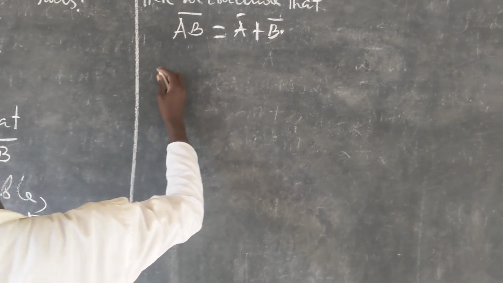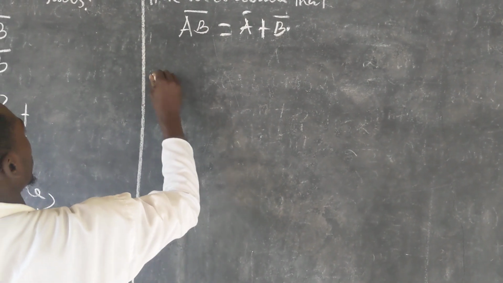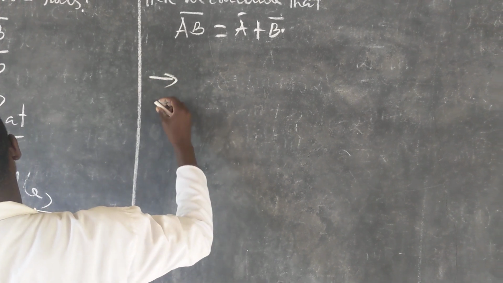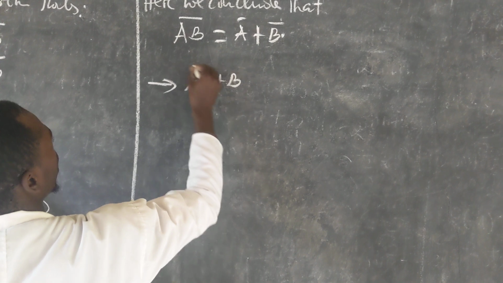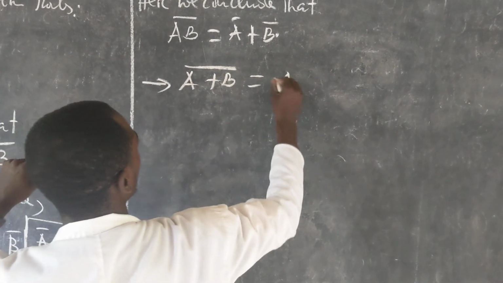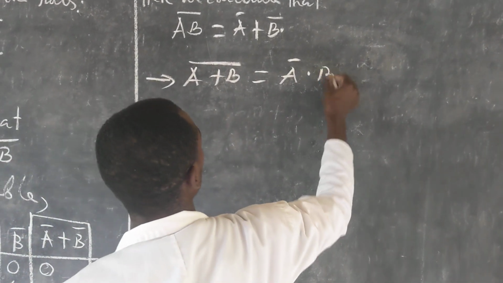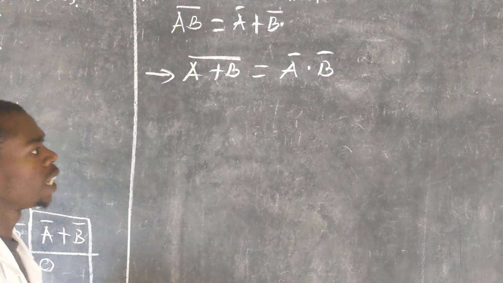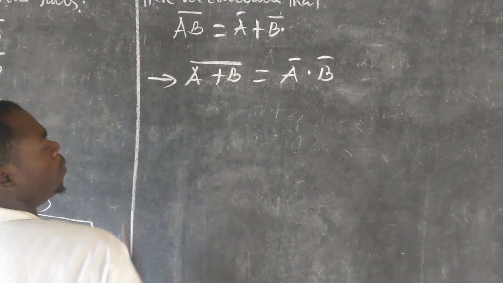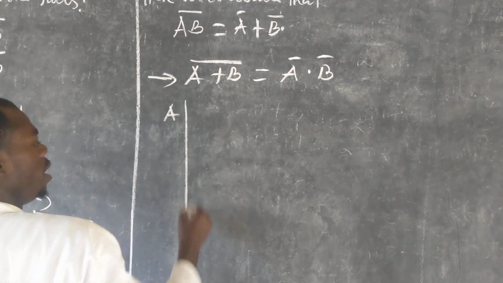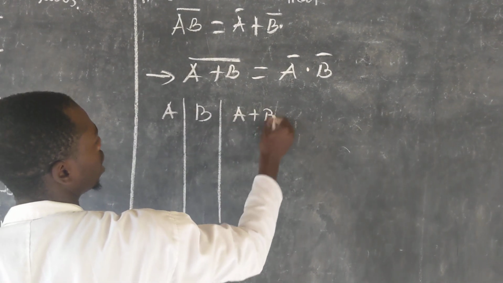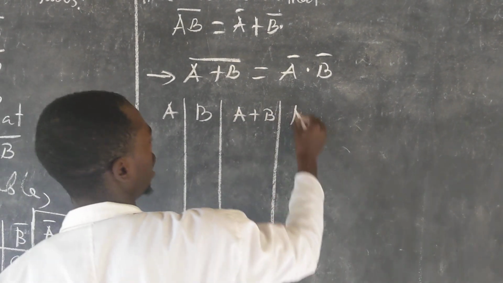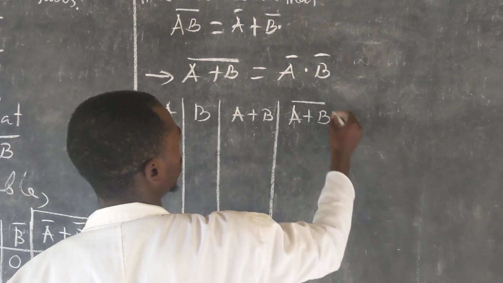And now here, the second one, we have A plus B negation, whether it is equivalent to A negation cross B negation. So now, let us see if this can also be proven. Let us input A, input B. We have A plus B, and then A plus B negation.